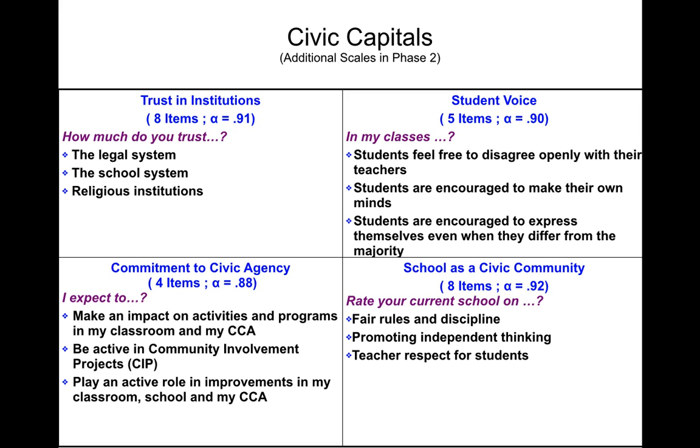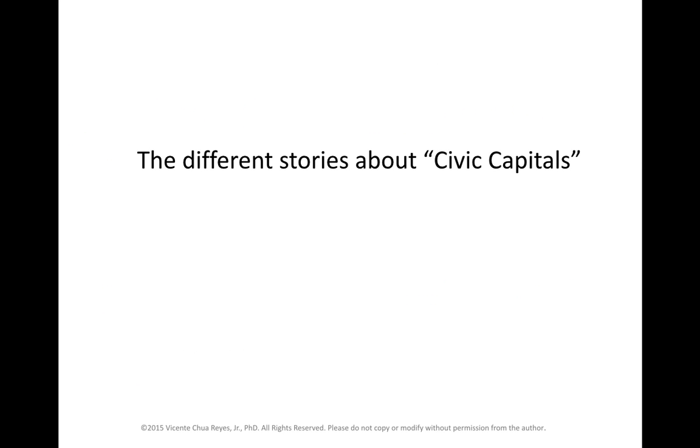These are other examples. The research that we did was a longitudinal panel study. Longitudinal means it's not just a one-time study. We did it in three waves, phase 1, phase 2, and phase 3. And in phase 2, we added more scales. Trust in institutions, 8 items, Cronbach alpha is 0.91. Student voice, 5 items, Cronbach alpha is 0.90. Commitment to civic agency, 4 items, Cronbach alpha is 0.88. School as a civic community, 8 items, Cronbach alpha is 0.92. Right? So these are what we used in our analysis.